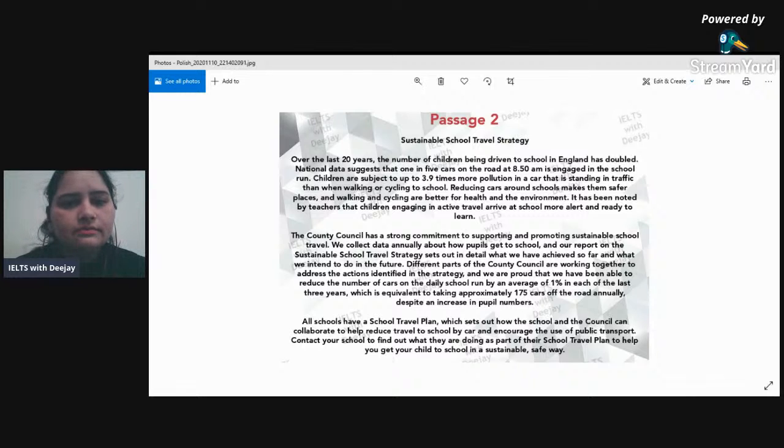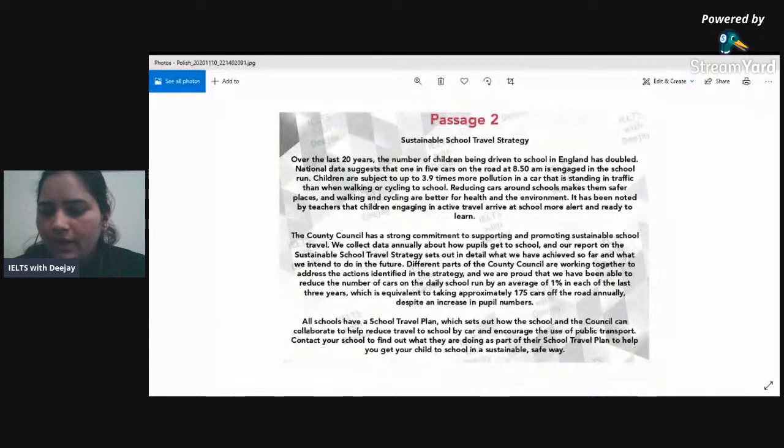Why is the second answer false? The second answer is false because they are saying that it has been noted by teachers that children engaging in active travel arrive at school more alert and ready to learn. This is the reason the answer is false.